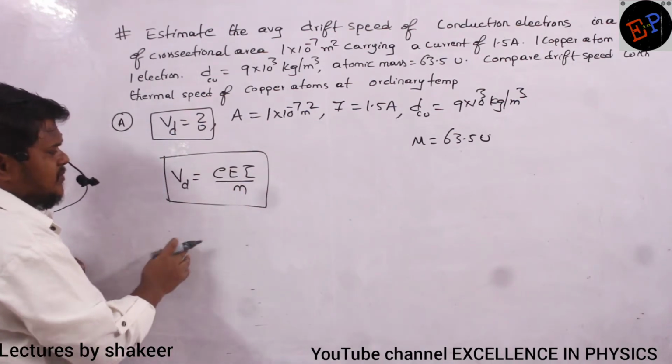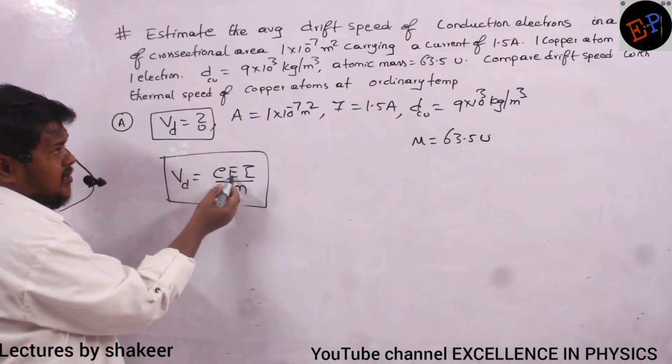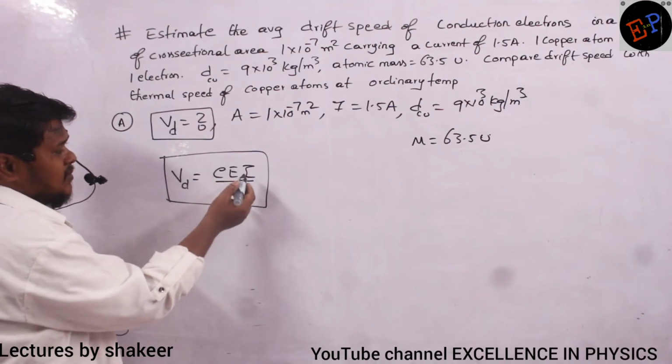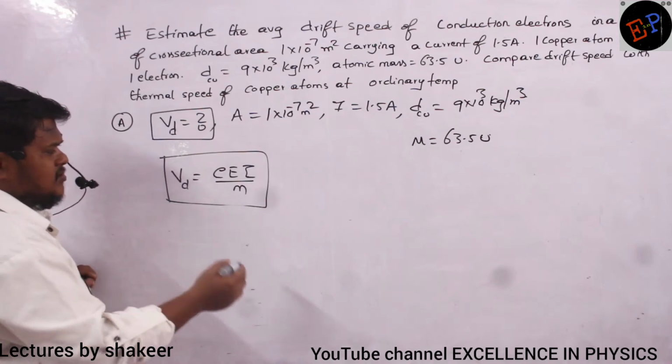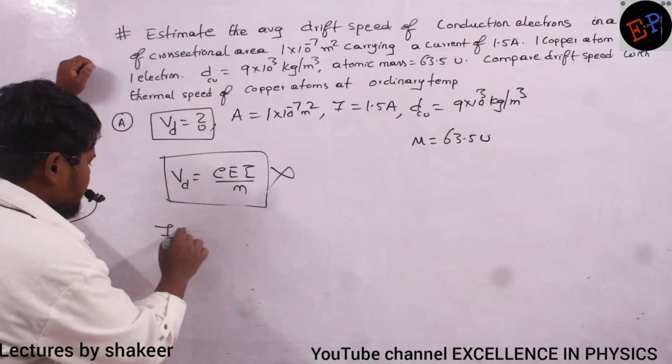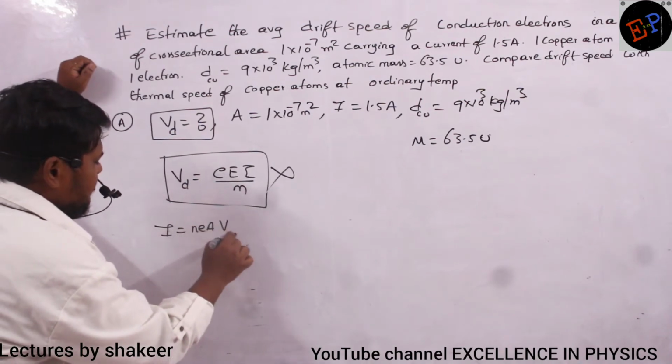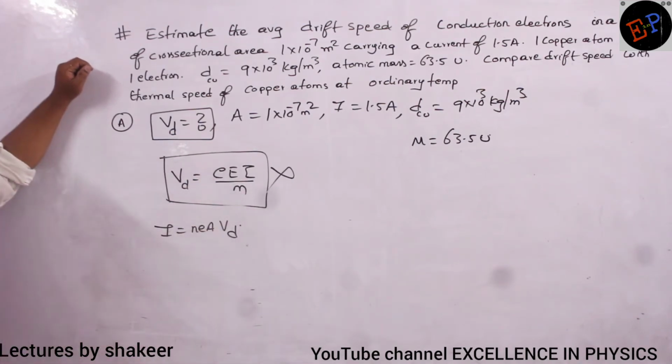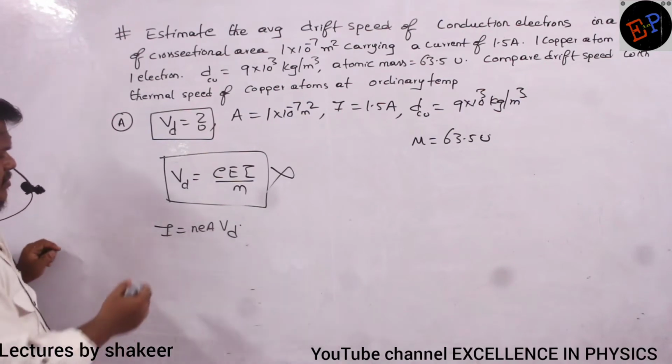Charge of electron we know, but electric field is not given. Relaxation time is not given. So we cannot use this relation. Any other equation? So I is equals to NEAVD. This equation also we have, no? Now in this equation, current is there.